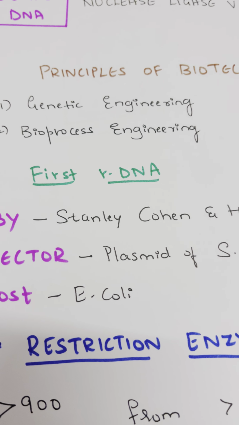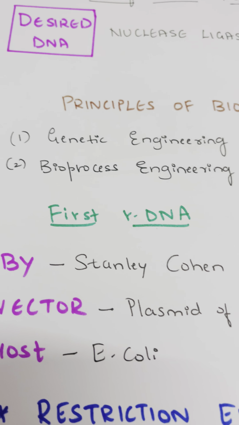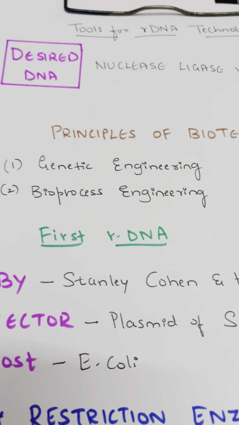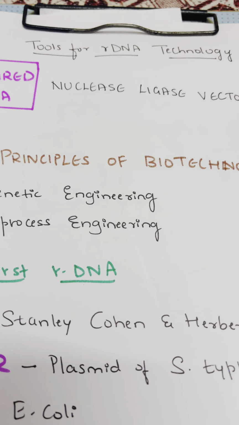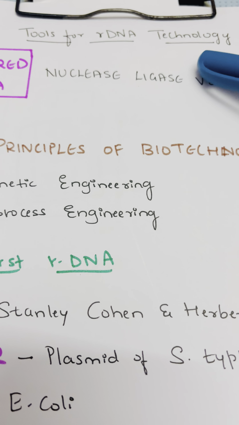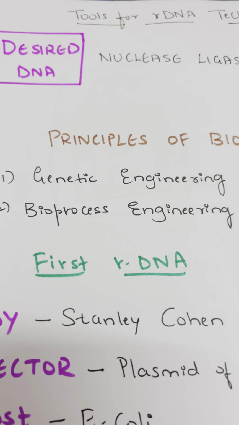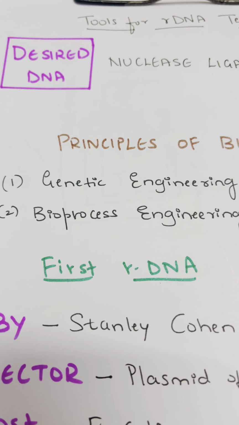So now I'm here with you with very important points from NCERT from a chapter called Biotechnology Principles and Processes. Okay children. So the most important point here is first, tools for recombinant DNA technology. So as you can see here, what happens in recombinant DNA technology? What do we do in recombinant DNA technology?